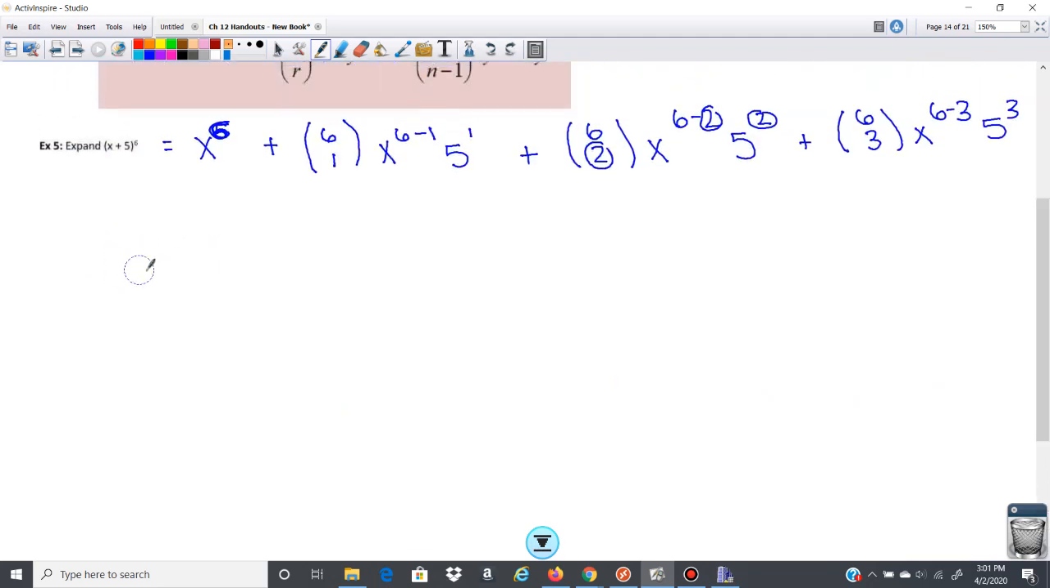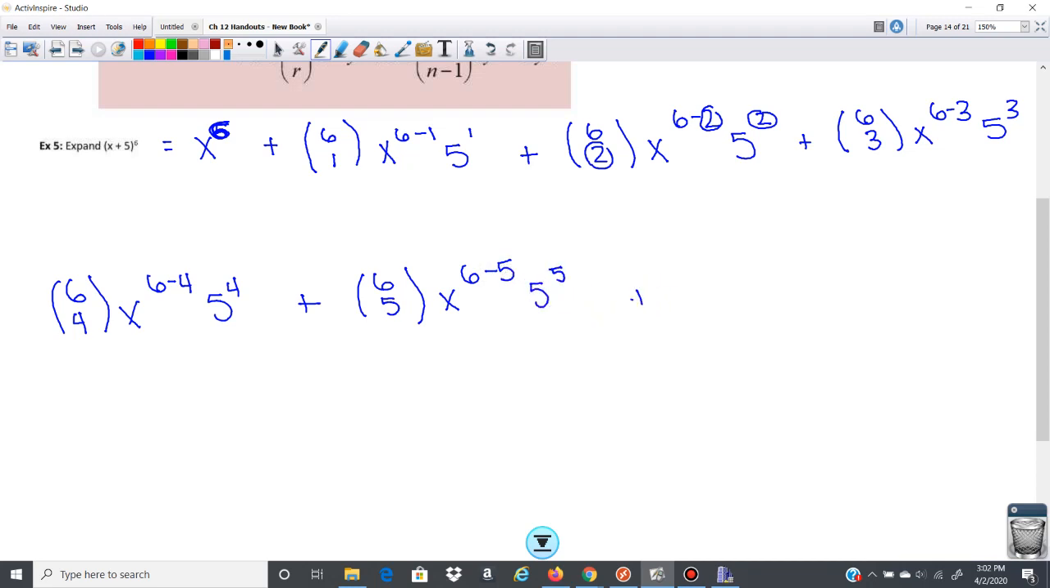Okay, then our next term is going to be 6 and 4. And then you're going to have x to the 6 minus 4, and then 5 to the 4th. Okay, then you have 6 and 5, and that's going to be x to the 6 minus 5, 5 to the 5th. And then you're going to have 6 and 6, and that's going to be x to the 6 minus 6, and not y, sorry, 5 to the 6th. You're done when these equal each other.